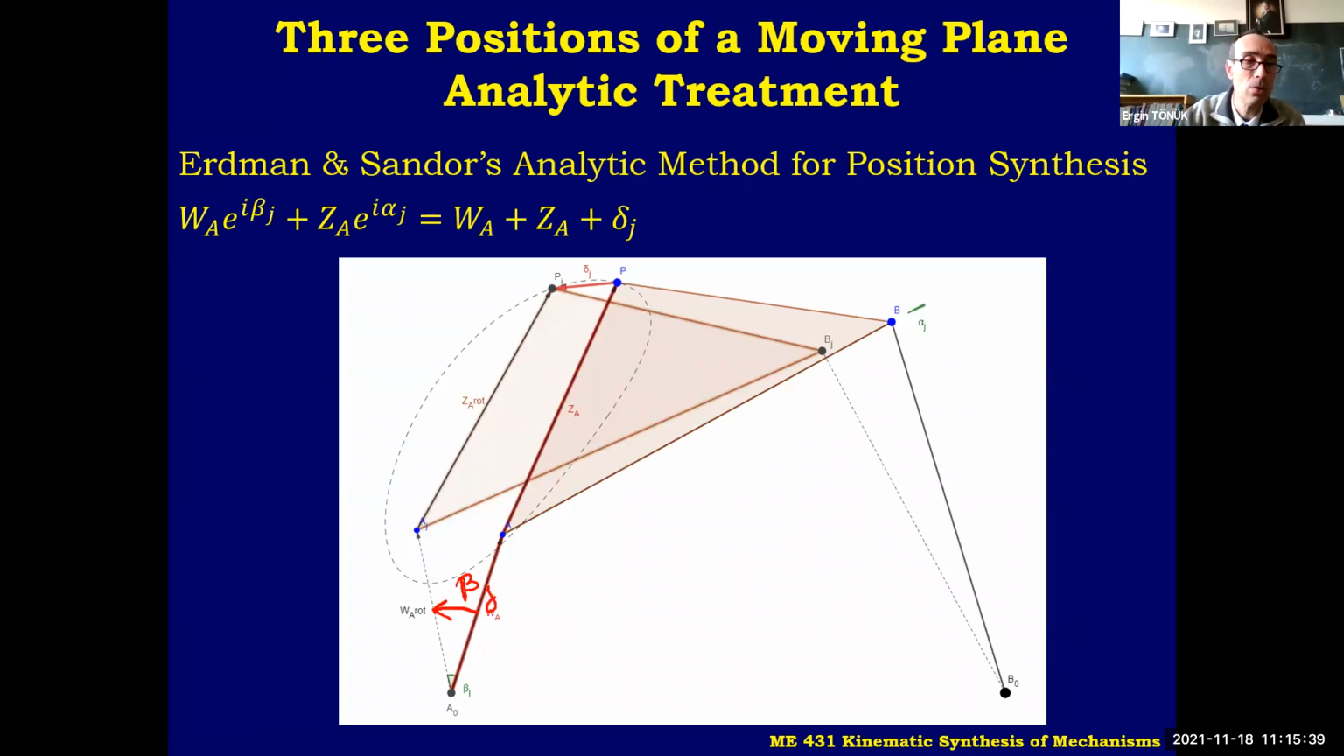Also, this rotates a little, am I right? This distance and that distance are not equal. So there is an angle between these two lines, which is alpha J. That's not very easy to show on this figure, but alpha J is, let me just do it this way.